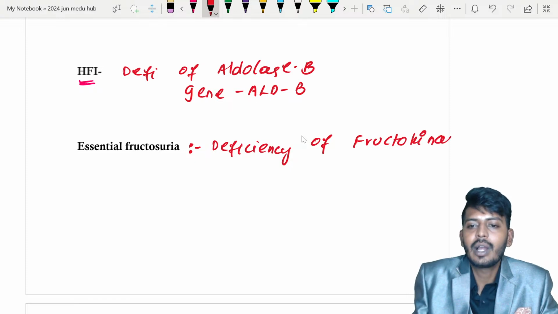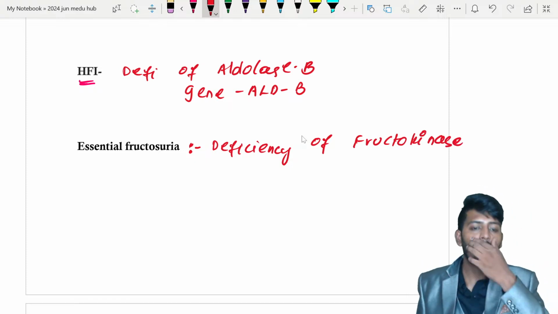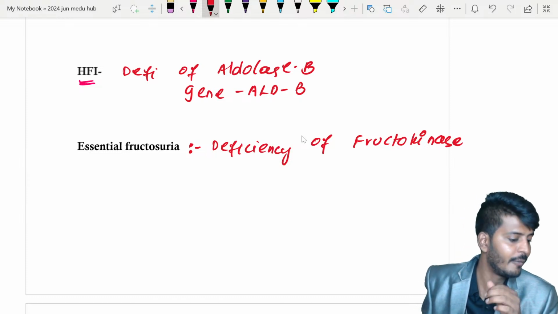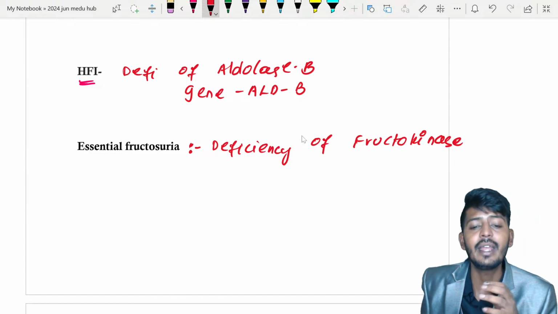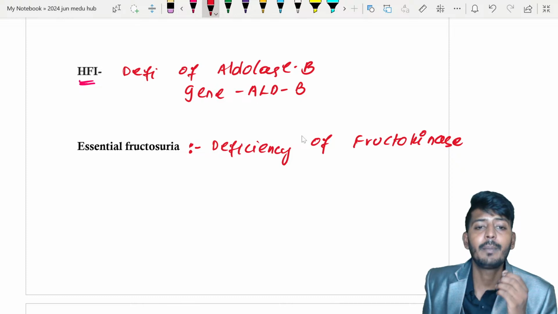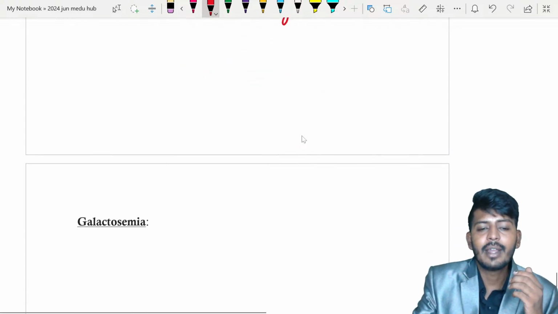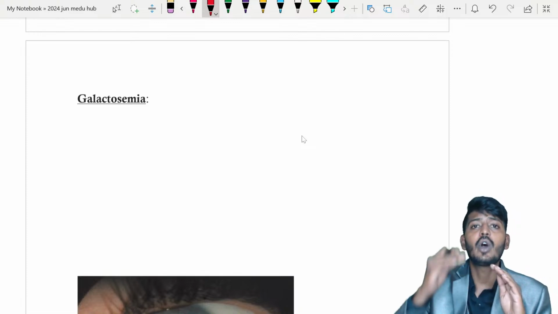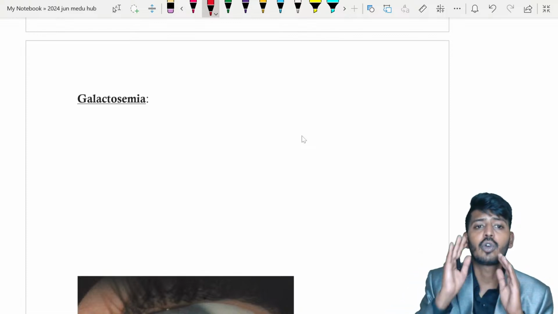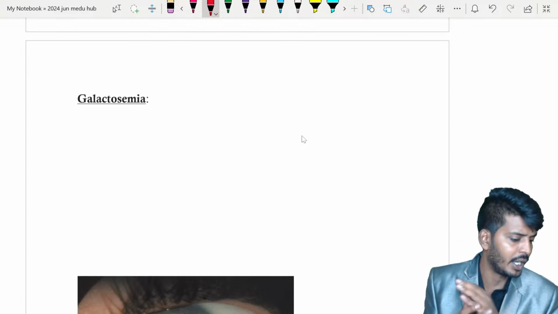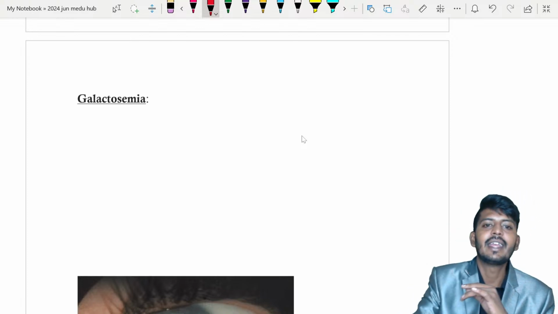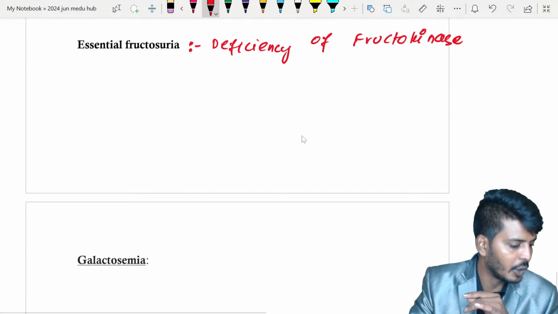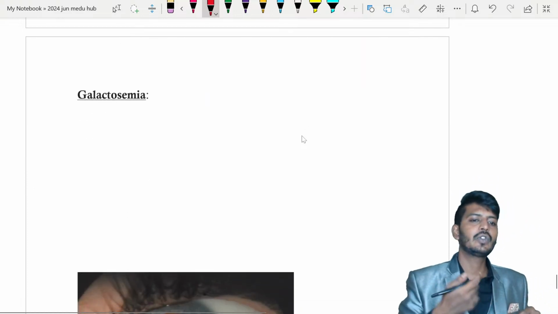So fructokinase, I know you people will have confusion, so here, very good Krish, the answer is correct, aldolase B. That is why I have put everything in one place, so that whenever you are revising, I want you to make sure that whenever you revise, these questions and topics I have taught today, very important topics. Yes, the fructosuria is because of fructokinase deficiency.